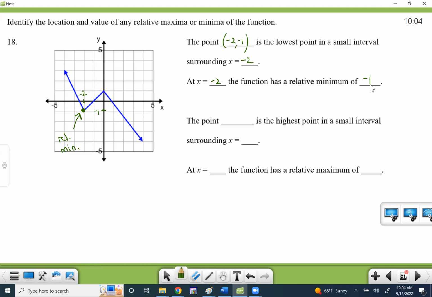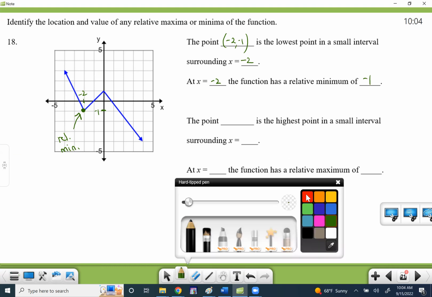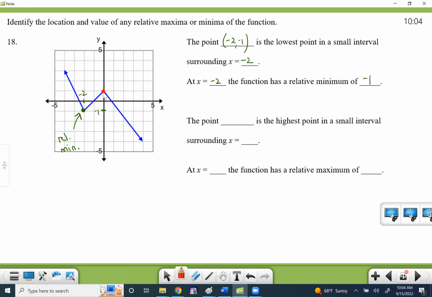Let's try it again for this point right here. That's interesting. This point would be a relative maximum, and it would be 0 for the X value and 1 for the Y value. It is the highest point in a small interval surrounding X equals 0. So at X equals 0, the function has a relative maximum of 1. 1 is the Y value. Always report out the Y value.